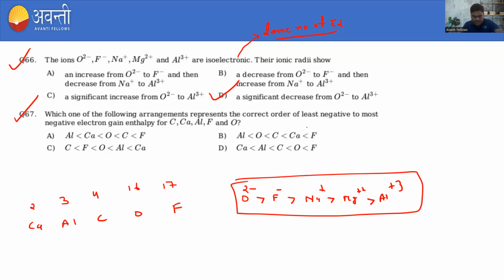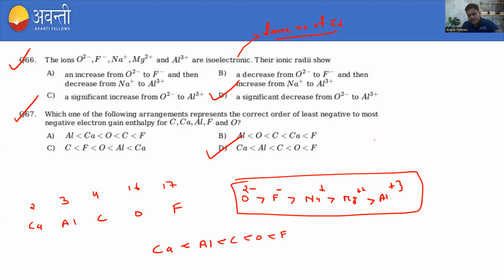The fluorine is the most one. After that we have a small exception here. So what is the exception, beta? That is less negative, right? So the least negative is calcium, then we have aluminum, then C, then O, and then F. So which option is correct, beta? Calcium, aluminum, C, O, and F. So option number D. So for question number 67, option D is absolutely correct, right?